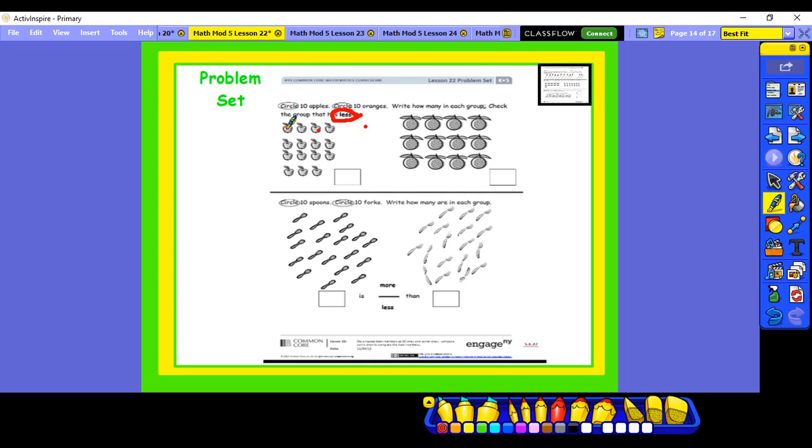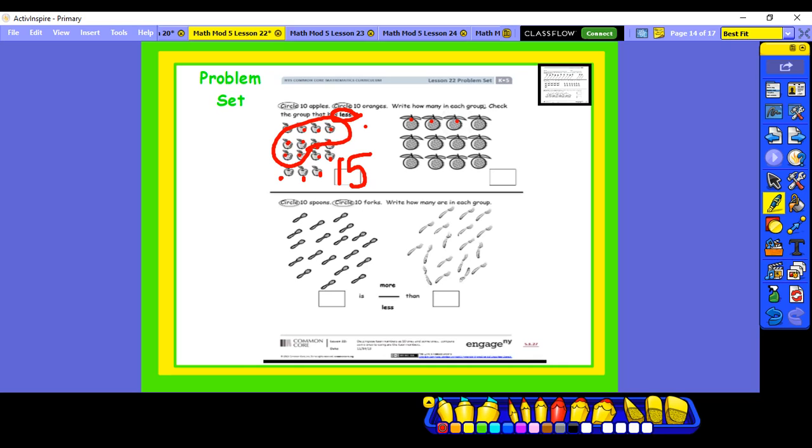Let's count the apples. 1, 2, 3, 4, 5, 6, 7, 8, 9, 10. How many left over? 5. So we have 15. 10, 5 is 15. How many oranges?